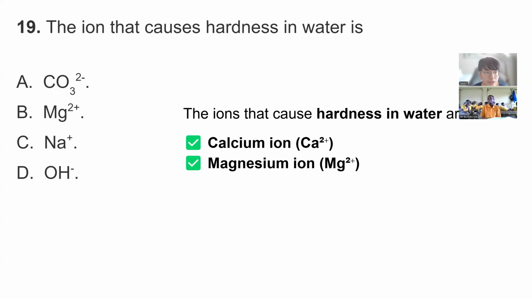And for this question, the ion that causes hardness in water is, does anyone want to answer? B. Yes, that is right. I have listed calcium and magnesium ions cause hardness in water. You might need to just memorize these two. Calcium, magnesium, Ca2+, Mg2+. They cause hardness in water. So the answer is B.